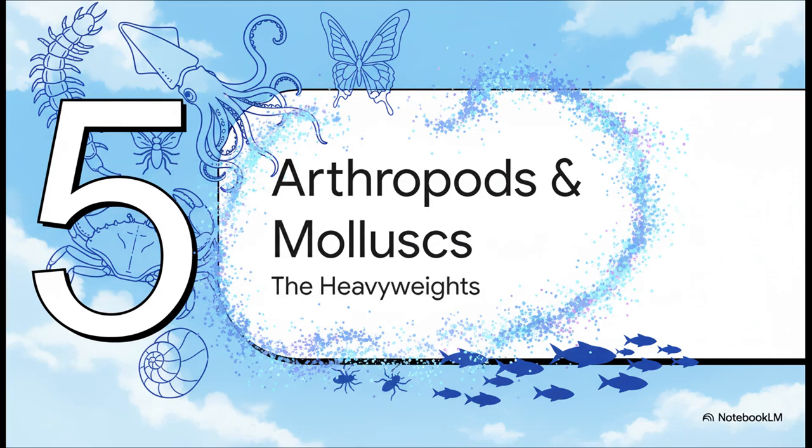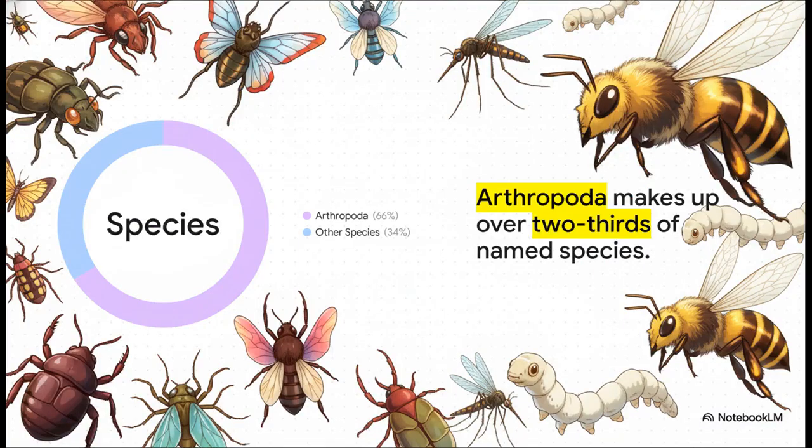All right, moving into Section 5, arthropods and mollusks, the heavyweights. Just let this staggering statistic sink in for a second. Over 66%, we are talking more than 2/3 of all named species on Earth, belong to one single group, phylum Arthropoda. That leaves just 34% for literally every other named species combined.